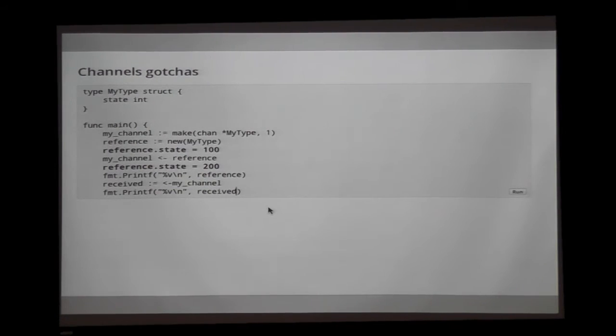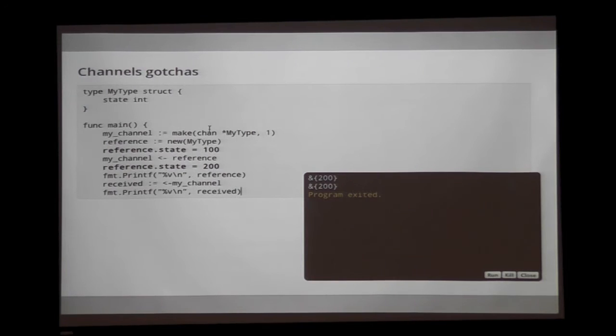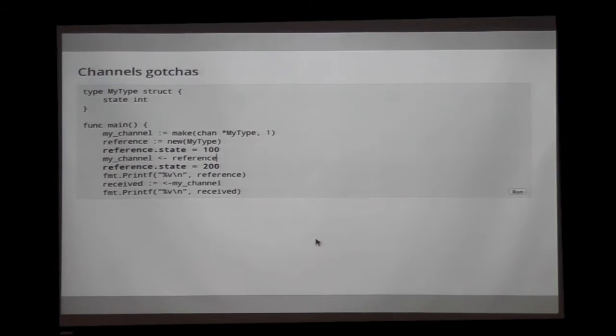What do you guys expect out of this? The state will be 200. No, 100. No, 200. Because it's the same reference, and that's the last value. Correct. Because we are changing state on the same reference, you guys have to pay attention when you create a channel like this with a reference to a type. The pointer doesn't change, but what it points to can be changed.